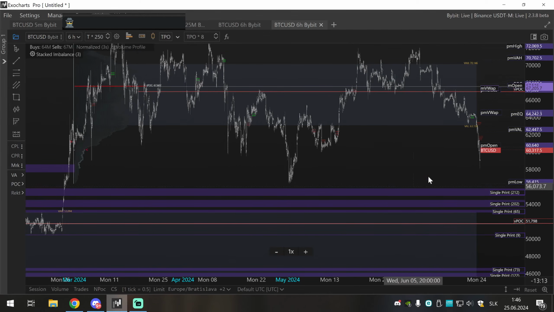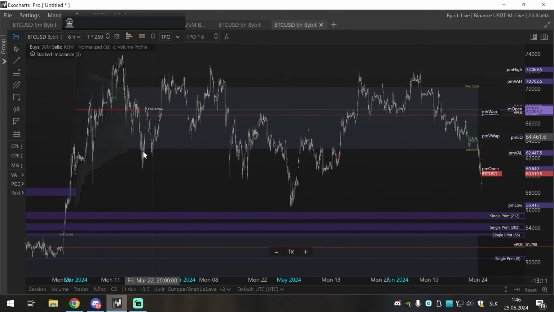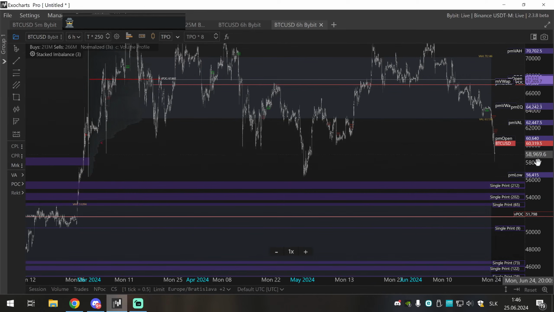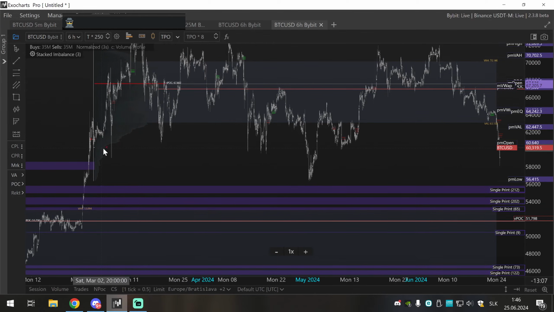Low volume area. We just fill volumes because most of the volume is above us. So the market is trying to build some volumes here. Yeah, you see we are here. Nothing much.